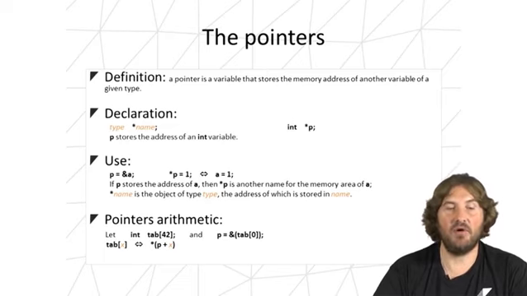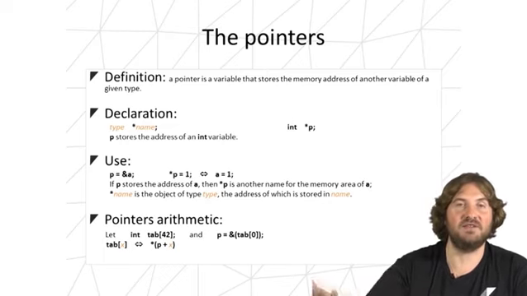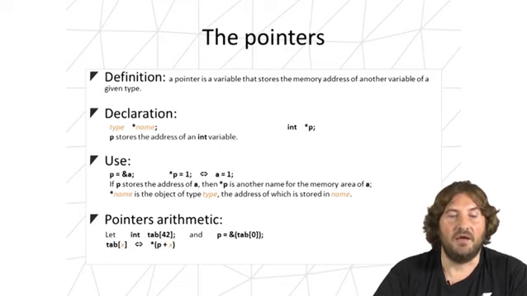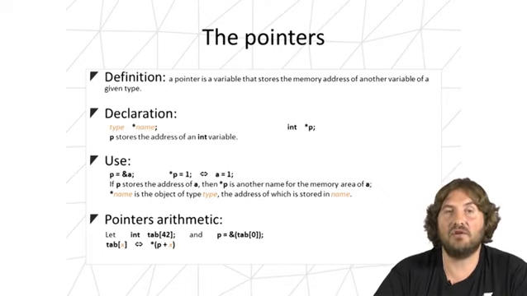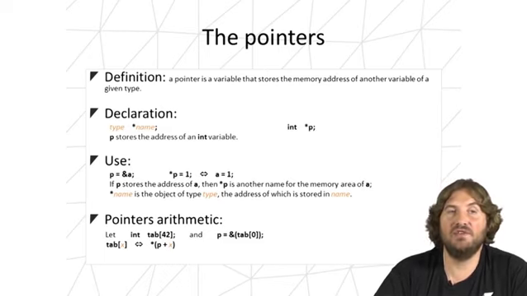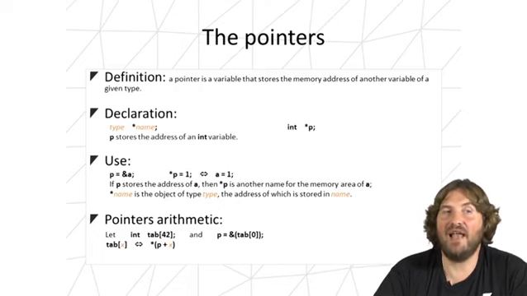How do we use them? Quite simply. Once we've declared a pointer of type int, as I did just there, we write p equals ampersand a. We'll store the address of a in p. Then we'll use star p. We do star p equals 1. It'll set 1 inside the address pointed to by p. It's the same as writing a equals 1, as p contains the address of a.